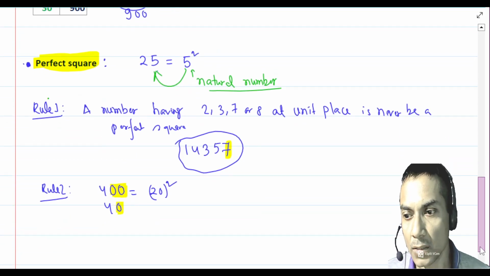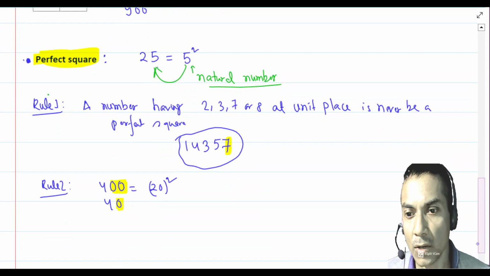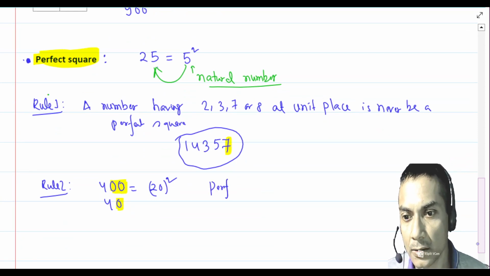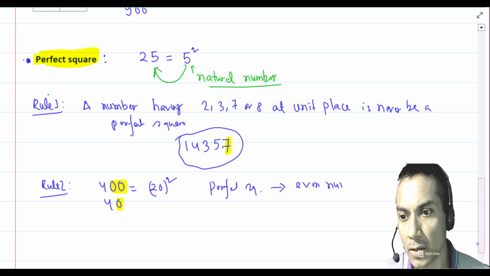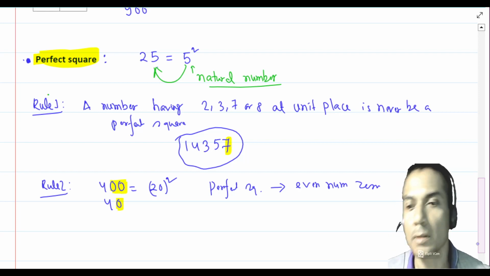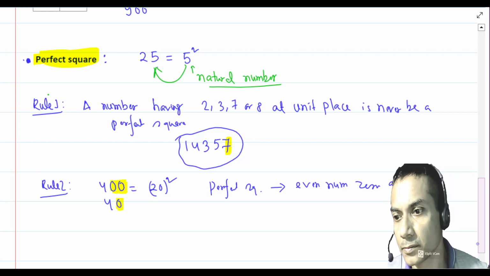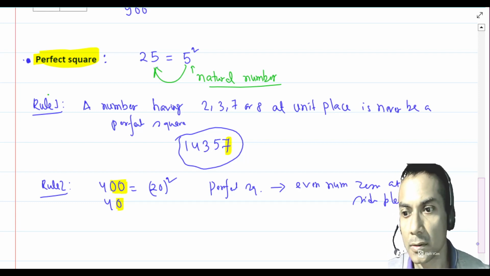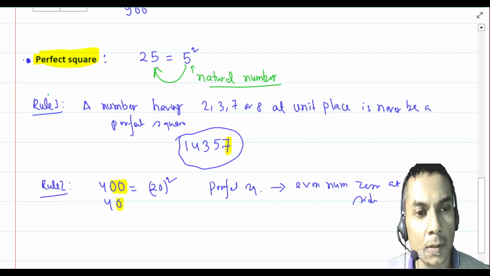That is rule number 3. So an even number of zeros on the right side means it can be a perfect square. Clear?